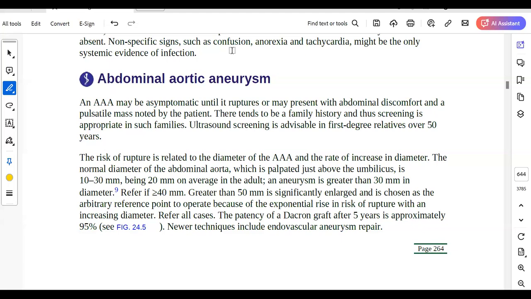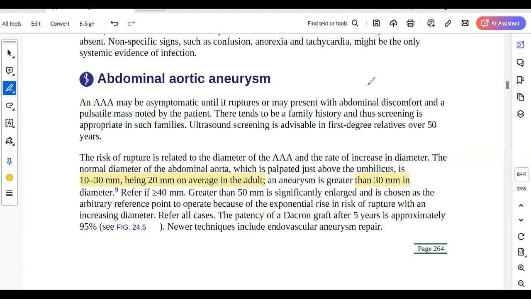So what is the normal diameter? The normal diameter is less than 30 millimeter. That means less than 3 centimeter. So we say that on average, between 10 to 30 is the normal diameter of the aorta. We call it an aneurysm when the abdominal aorta diameter is more than 30 millimeter. Now, if it is 30 millimeter, it is still not that risky.